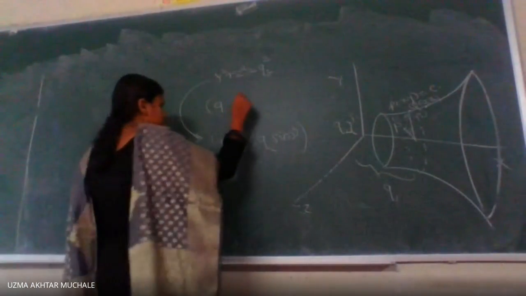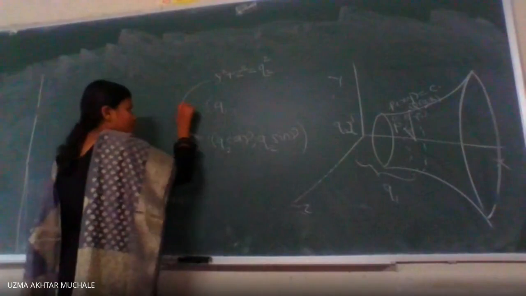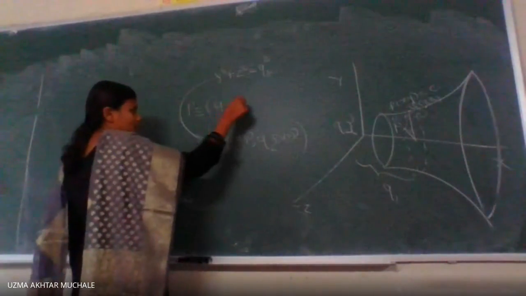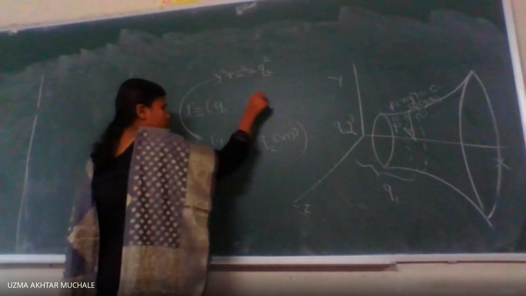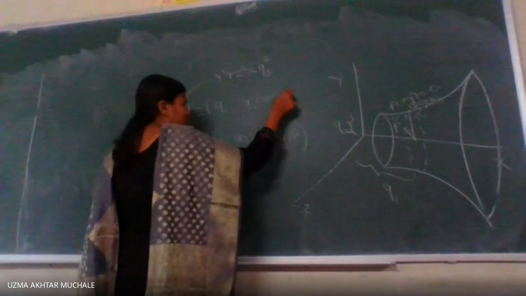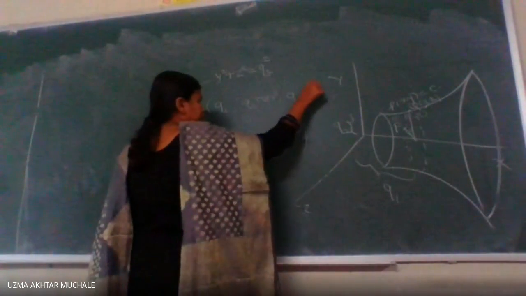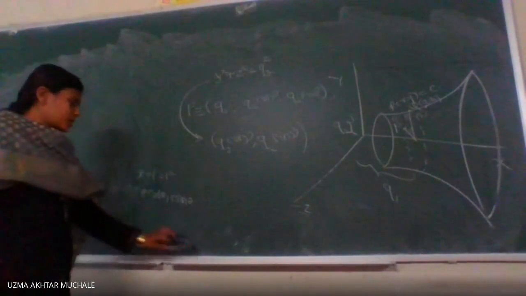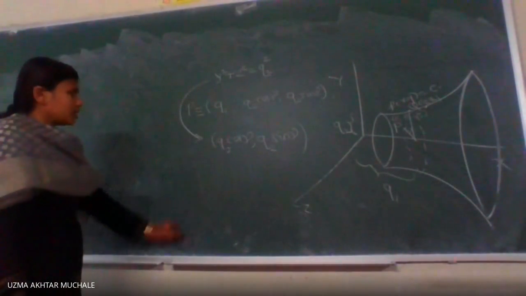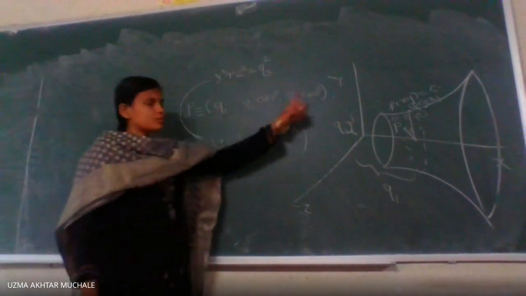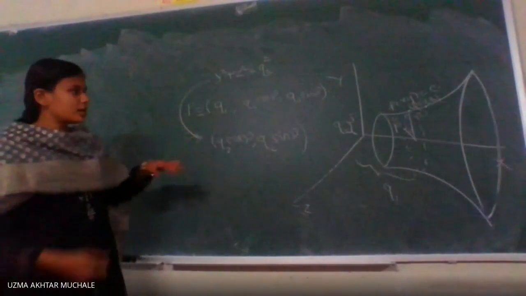Okay, so hence now we can write the coordinates of point P: the first is Q1, the second coordinate is Q2 cos gamma, and the third is Q2 sin gamma, with angle gamma. Is there any doubt here?